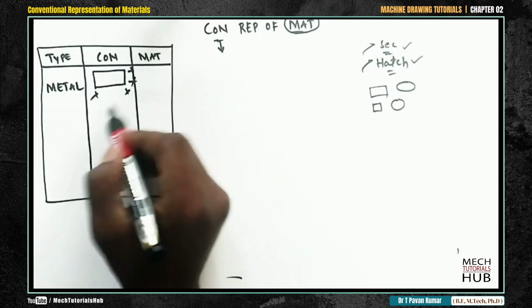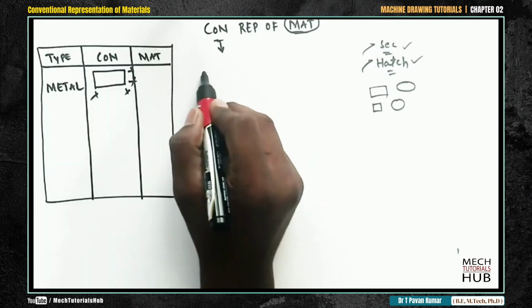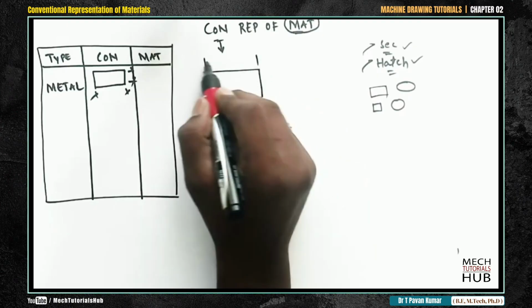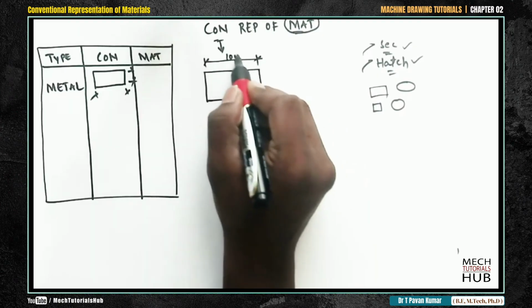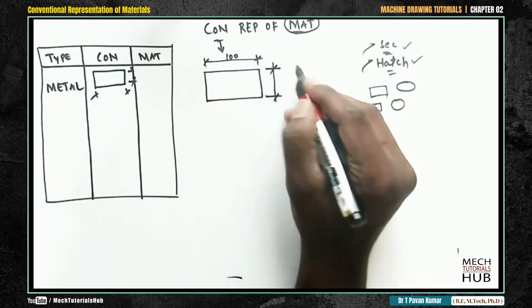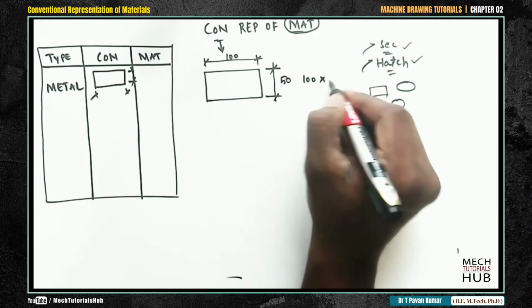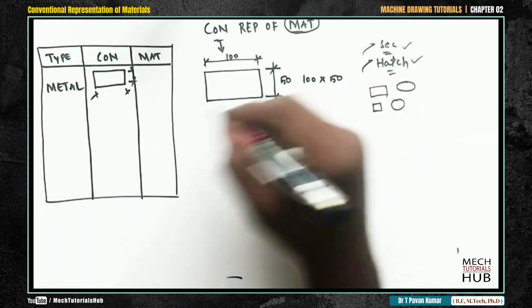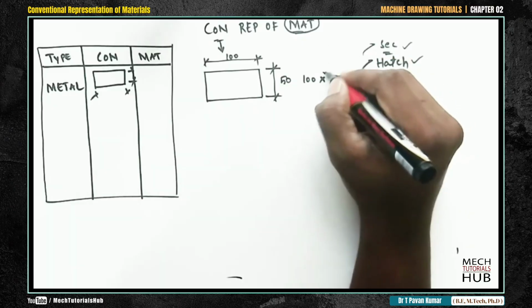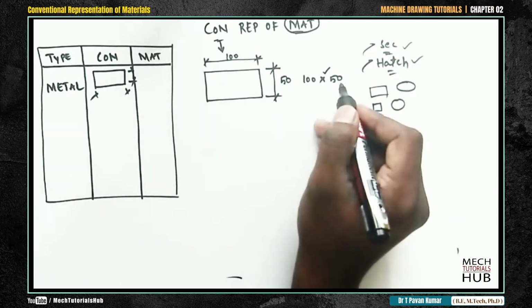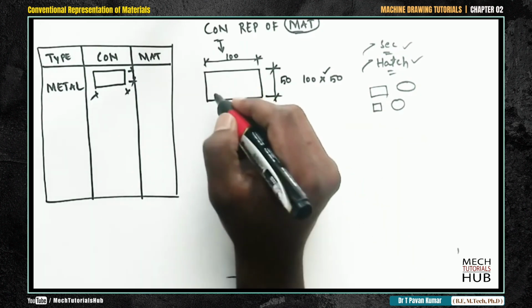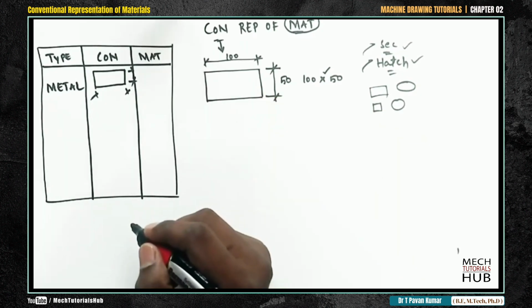Okay, I'll try to enlarge the component. I'm trying to draw a box of 100 by 50. Okay, it is not multiplication. In engineering practice we call it 100 by 50. Length and breadth you can call it. It doesn't have any thickness. Now I need to hatch the component as we discussed in the last lecture.